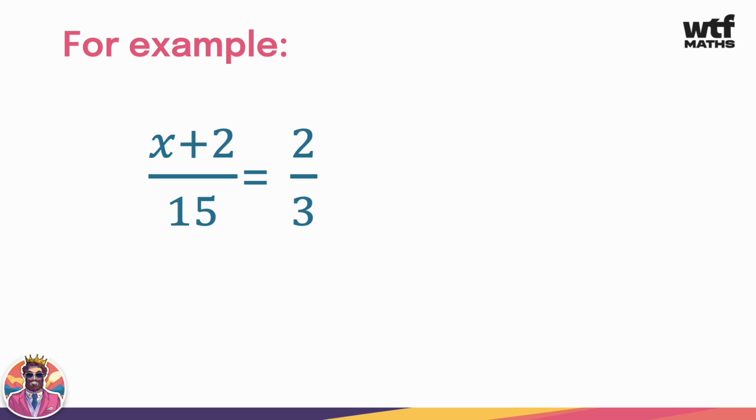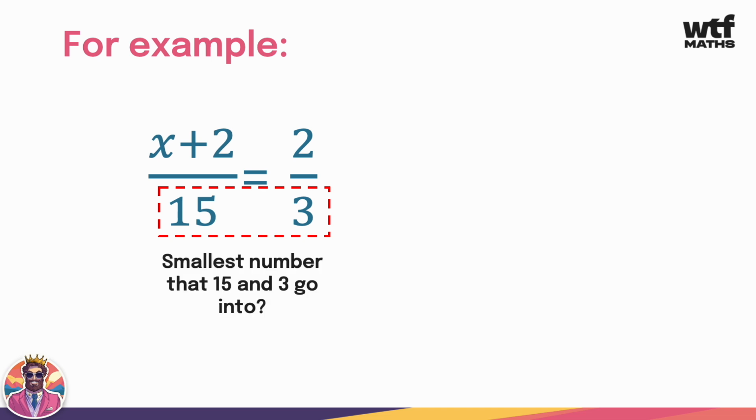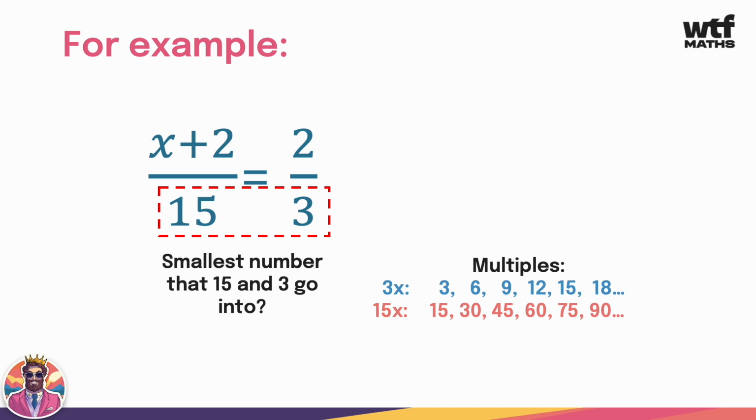So the first thing we want to do is look at these denominators. So we've got 15 and 3. And our question should be, what is the smallest number that 15 and 3 both go into when timesing? So let's have a look. If I list all the multiples of 3: 6, 9, 12, 15, 18, and I list all the multiples of 15, as you can see there as well. What is the smallest number that they both have in common? We can see that it's 15.